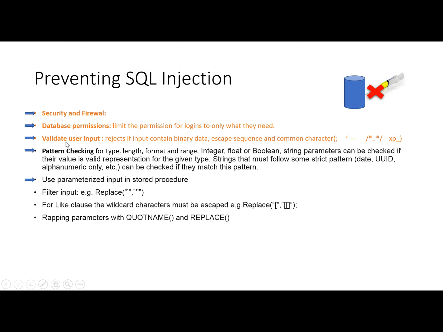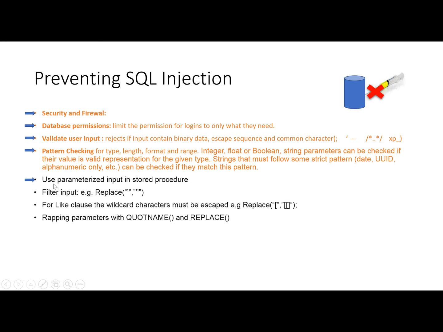input. So we have to validate the user input, and then we have to do some pattern checking for the variable type, length, format, and range. When the user enters data, we have to verify that the input follows the pattern which we have arranged for the input. And we have to validate that the string data follows the pattern which we have defined for strings or not. If it is outside of the pattern, then this input should be immediately rejected.